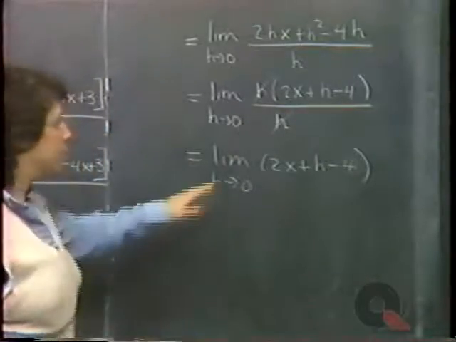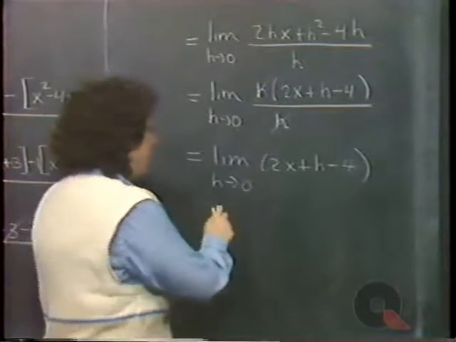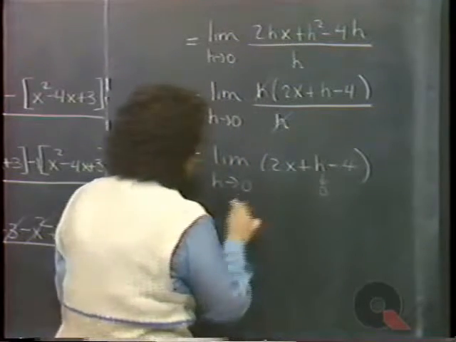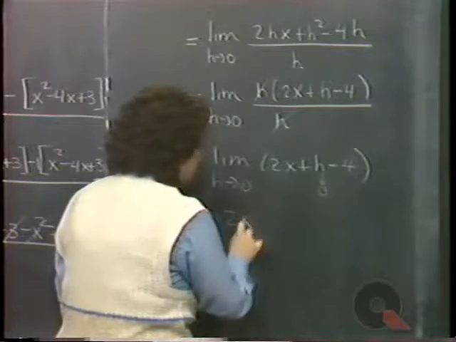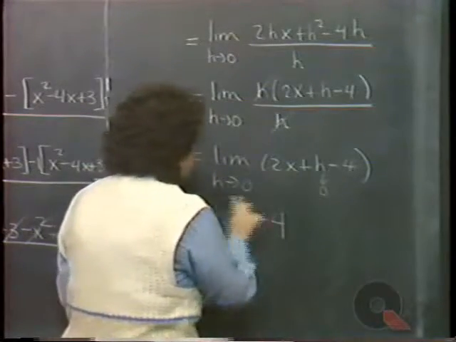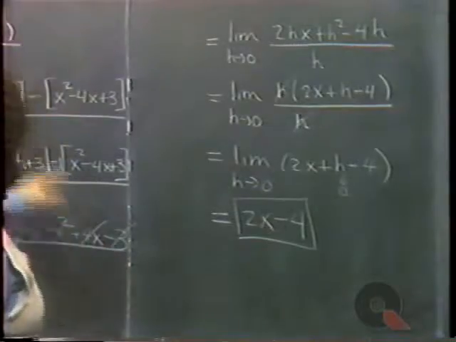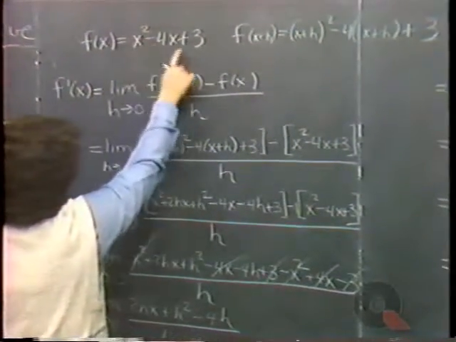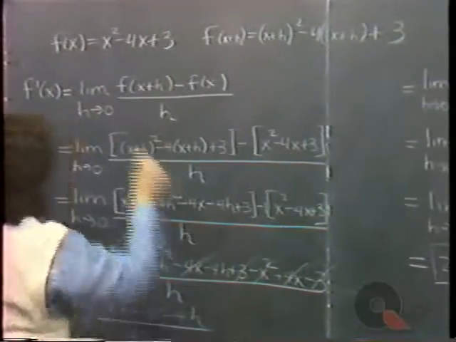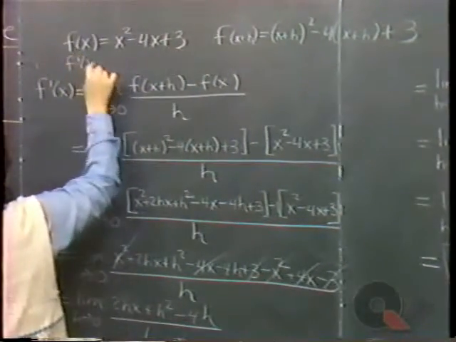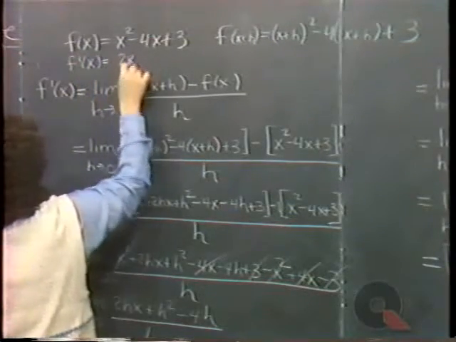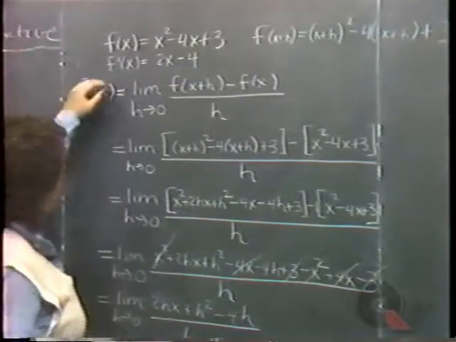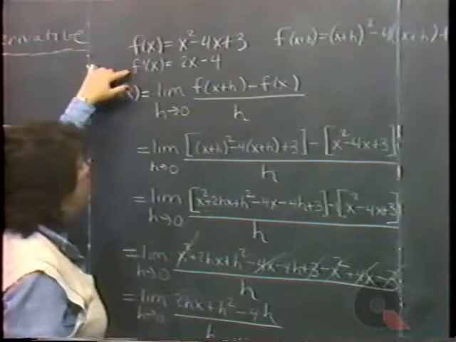At this stage, the limit can be found by substitution. As h approaches 0, if this goes to 0, we will be left with simply 2x minus 4. This will be the derivative of f of x. f of x is x squared minus 4x plus 3, and we have just shown that f prime of x is 2x minus 4. Now, many of you have already studied the short method for finding the derivative, and you know how to go from here to here in your head.